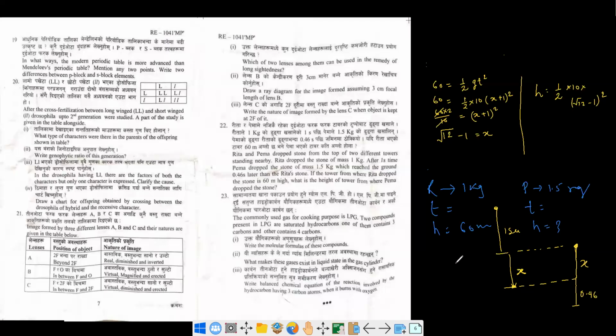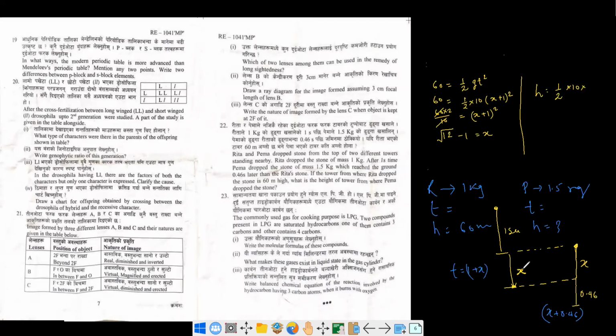So the total time is going to be 1 plus x seconds, whereas the total time of flight for this one is x plus 0.46 second. Okay, so this is how we can do it, and we have to calculate the total time of flight for this one.